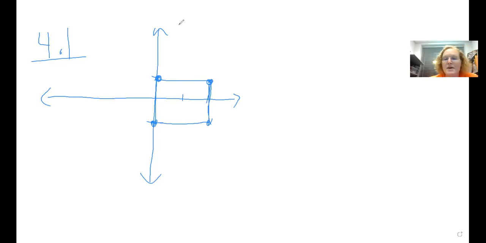So since I'm not on graph paper and since I'm kind of a lousy artist to begin with, I'm going to go ahead and tell you what the coordinates of these points are just to be clear. So this is x is 2, y is 1. This is x is 2, y is -1. This is x is 0, y is -1, and this is x is 0, y is +1. Okay, so we've got this box.